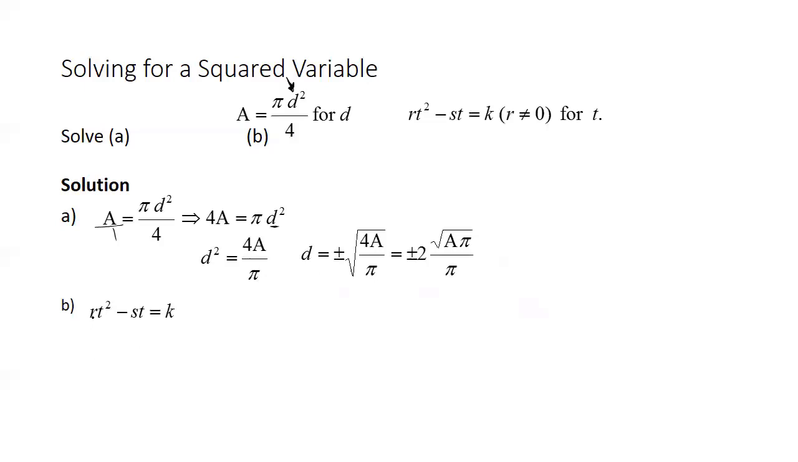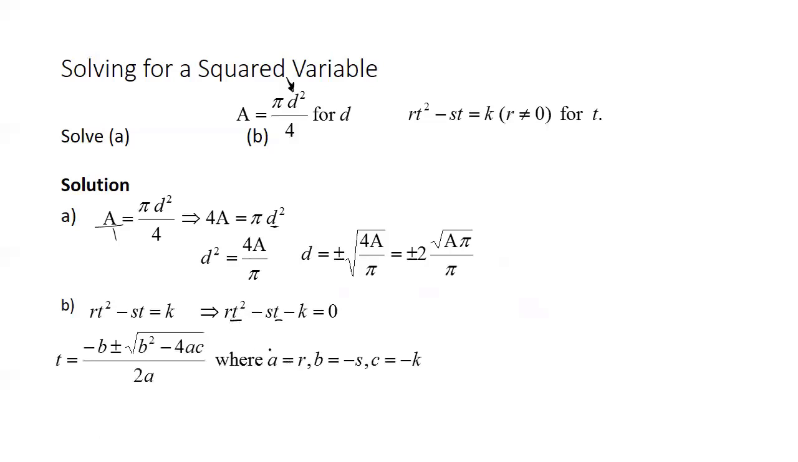The second one, we have r t squared minus s t plus k. So in this case, we're going to move everything to one side of the equation. Remember, we're solving for t. So it looks like I need the quadratic formula to solve for t. In order to do that, the coefficient of t squared would be r. So my a is equal to r, my b is minus s, and my constant is minus k.